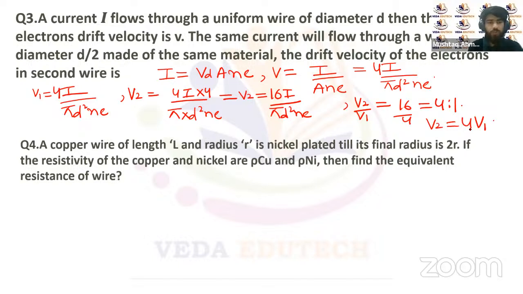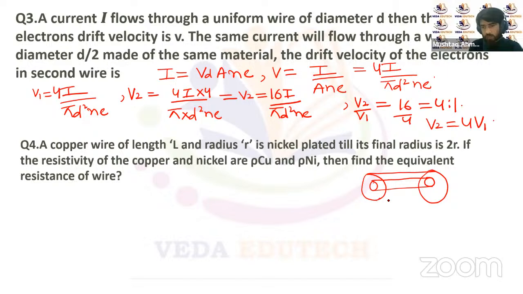So question number 4 says that a copper wire of length L and radius r is nickel plated till its final radius is 2r. The question is like this. Let's suppose this is the copper wire, and it has been nickel plated. This is the plating of the nickel.